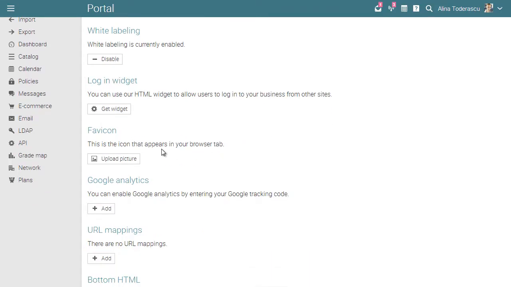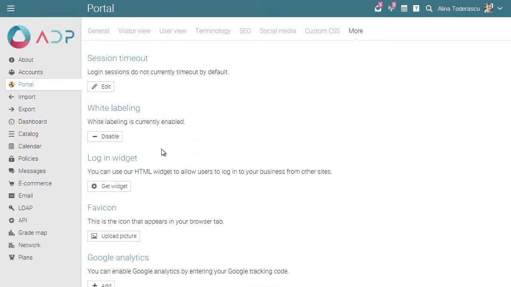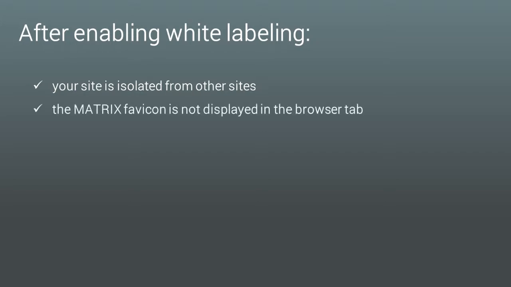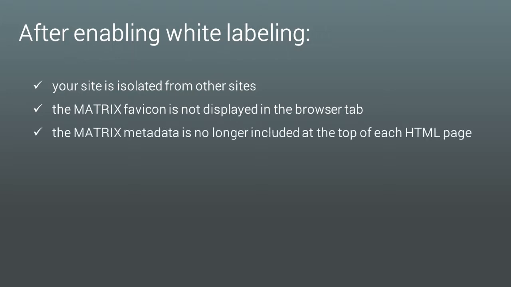When you enable white labeling, the following changes take place. Your site is isolated from other sites. The Matrix favicon is not displayed in the browser tab. The Matrix metadata is no longer included at the top of each HTML page. And full administrators can create partial administrators.